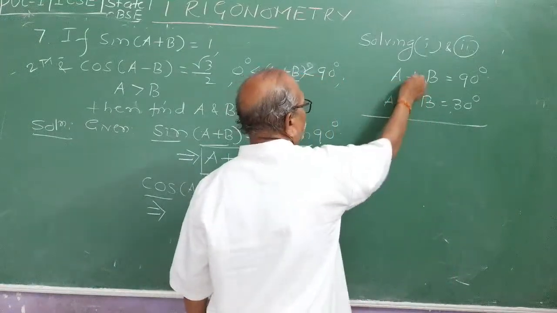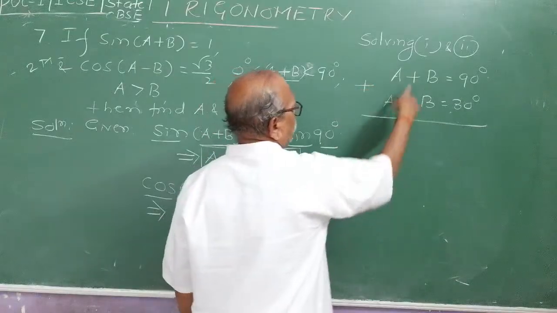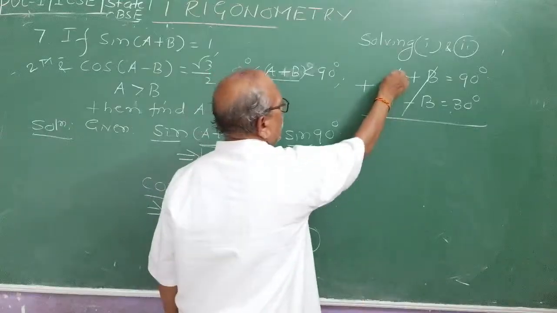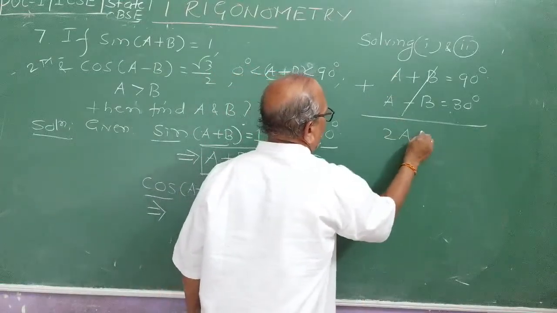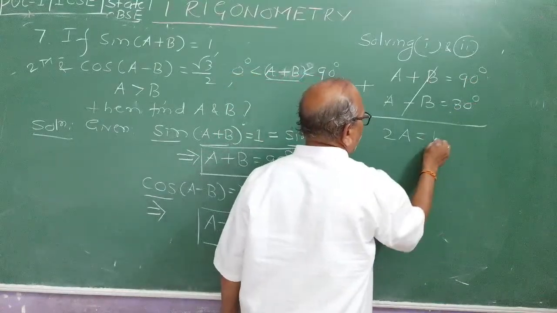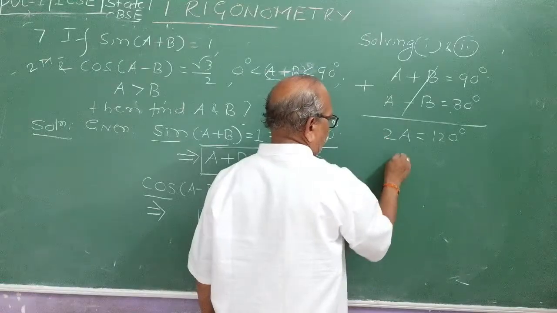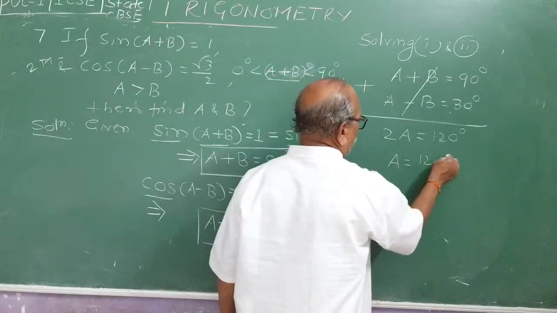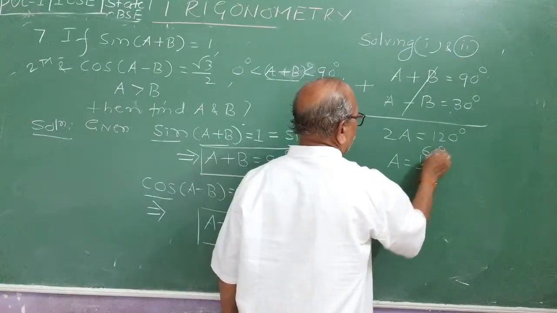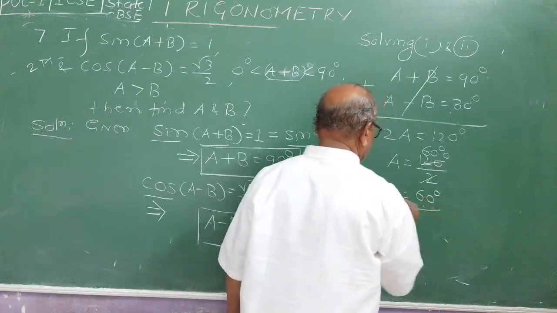Whenever opposite sign is there, you can easily eliminate. In this case, you need not subtract, because plus B and minus B automatically get cancelled on adding. A plus A becomes what? 2A. You are adding now, you always need not subtract. 90 plus 30 is 120 degree. Therefore, take 2 to the right. You get A is equal to 120 degree upon 2, which is 60 degree. Therefore, A is equal to 60 degree.